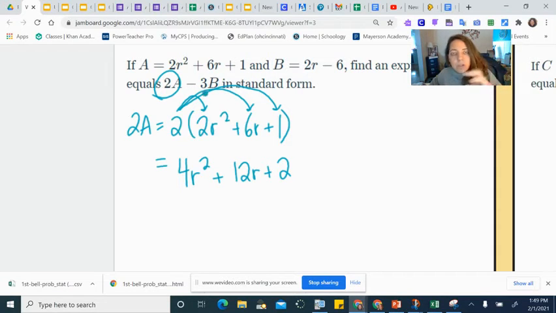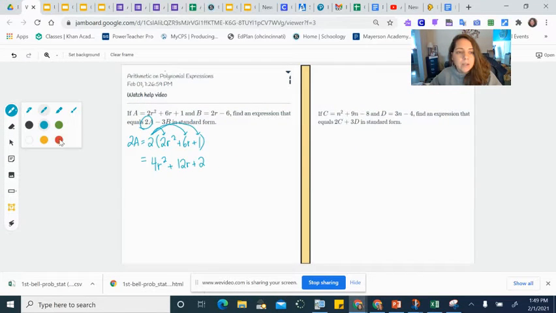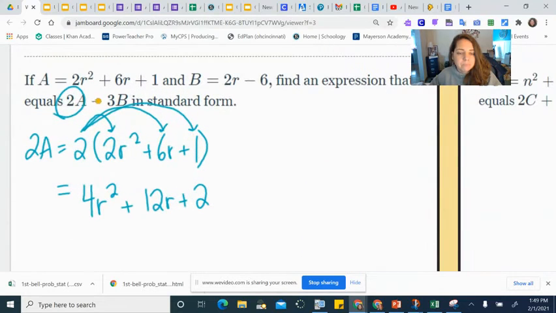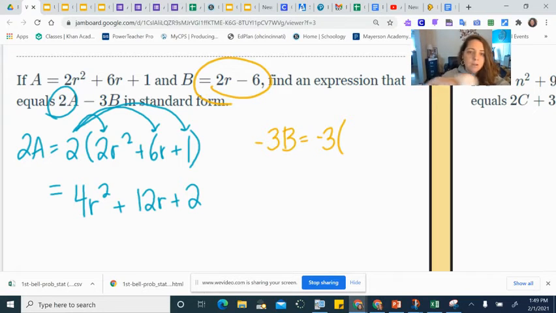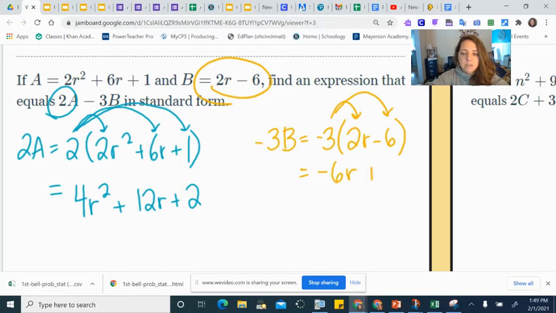Now here's two options. You could just find 3B and then subtract, or we could go ahead and do negative 3B, and that'll help us keep our signs in check, right? Remember, we can change the sign and add them. So that's what I'm going to do this time. Negative 3B. So it's going to be negative 3 times all the stuff that it says B is. Multiply negative 6R. Negative times a negative is positive 18.